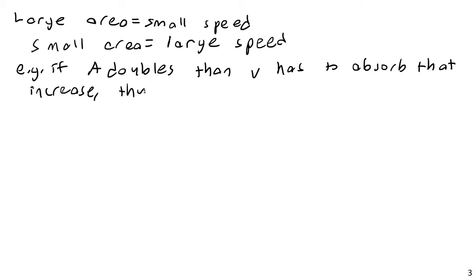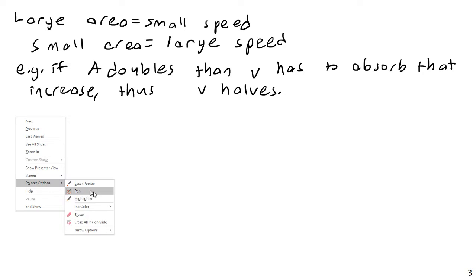Thus V halves. So if the area doubles, then to keep this constant, the velocity has to go in half in order to keep the system in balance. And the question is, though, why? Why does this have to happen?